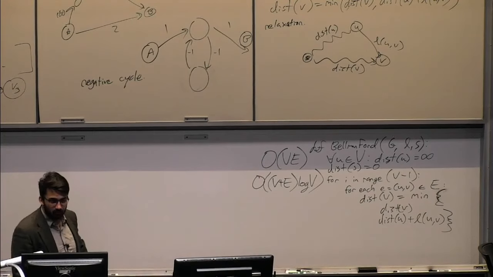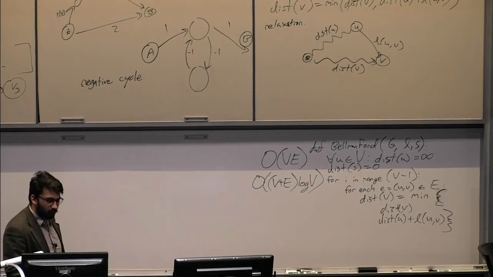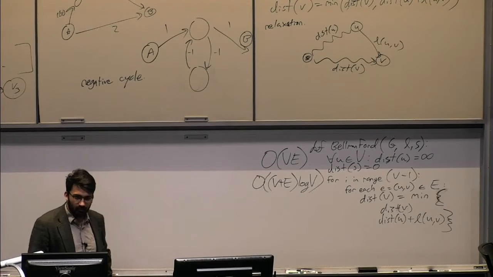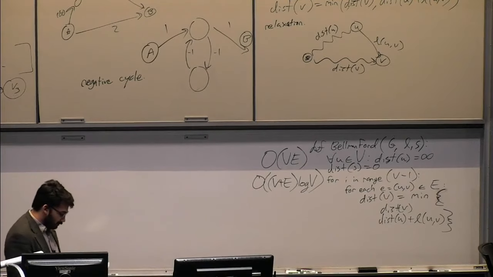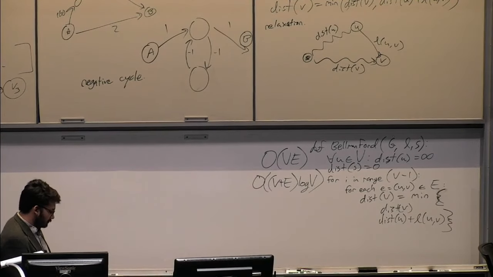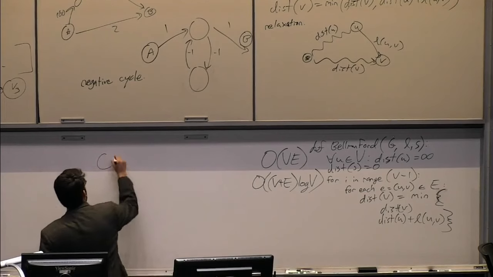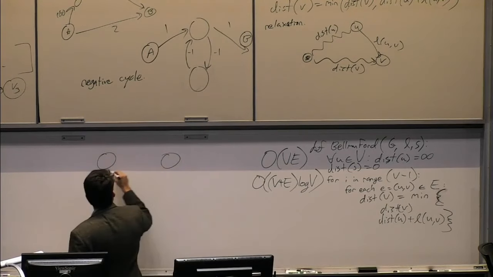In this case, with this amount of trivial knowledge that we have, let's run it on a simple example, and then we'll talk about negative cycle finding. So consider this example.